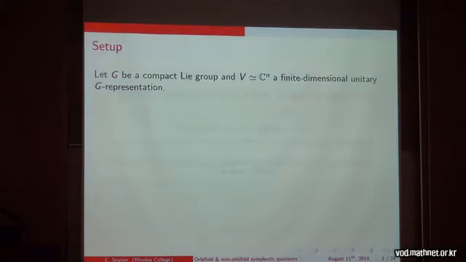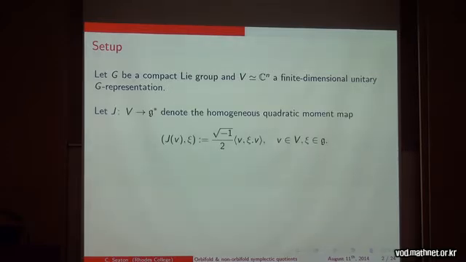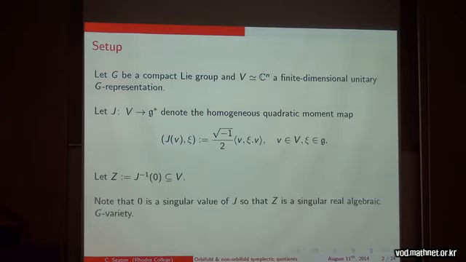So for the setup, we have a unitary representation of a compact Lie group. For most of the talk, the Lie group will be a torus, but I'll say a couple of things about the more general case. So we have the standard definition of the moment map, which is homogeneous quadratic, and we're interested in looking at singular reduction at the zero level of the moment map.